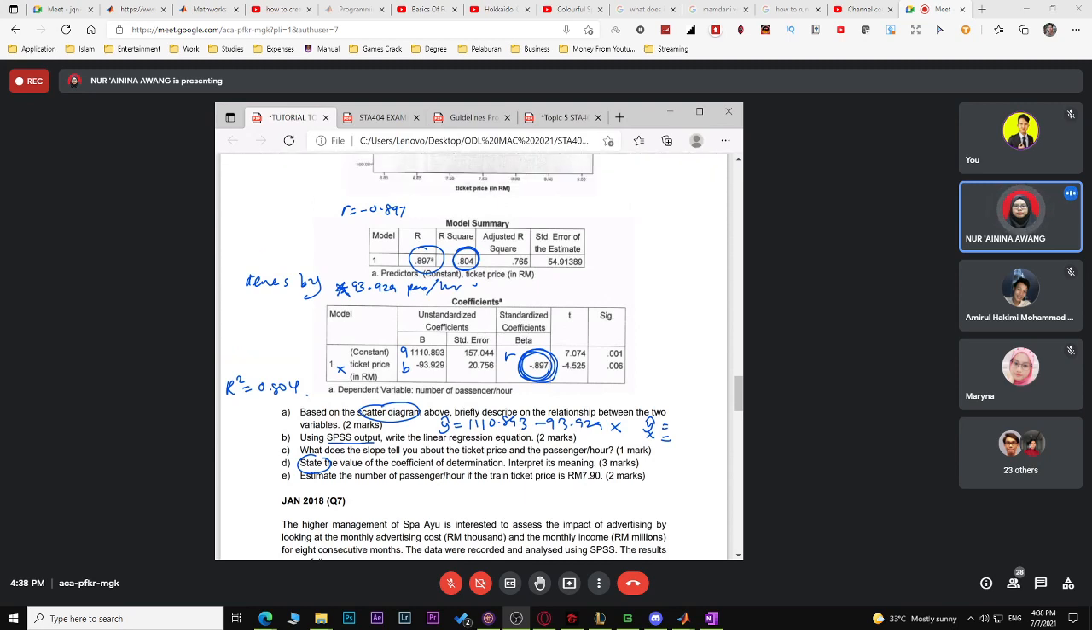And the last one, estimate the number of passenger per hour if the train ticket price is 7 ringgit and 90 sen. Okay, just substitute this value into this one. So nanti akan dapat RM, dia suruh estimate the number of passenger. Nanti akan dapat the number of passenger is, okay, passenger per hour. So untuk value ni, just tulis je value tu dalam decimal. Okay, no need to round off.